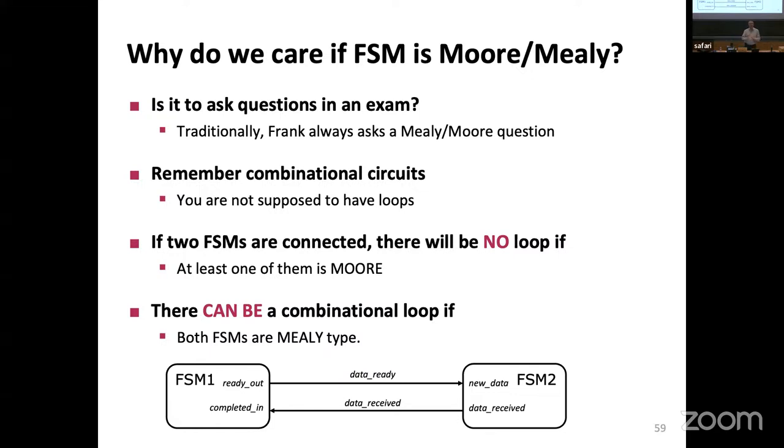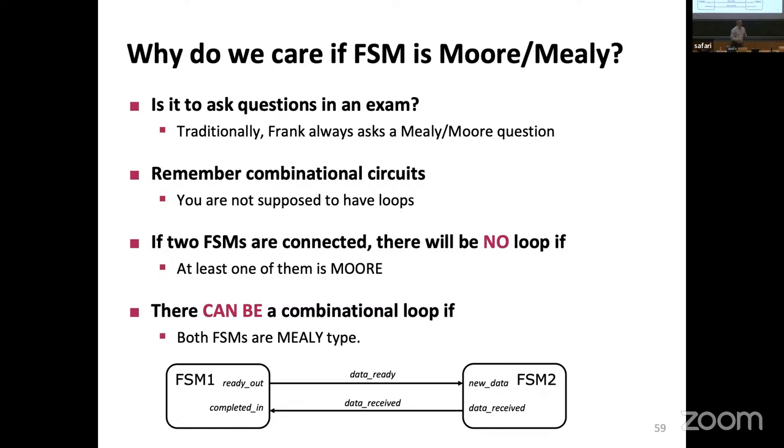Now we covered the basics of sequential circuits. We didn't cover actually that much. We said that sequential circuits are combinational circuits plus a state holding element. And then we spent a lot of time on finite state machines. And annoyingly, we defined two different types. We said that there is a Mealy one and a Moore one.